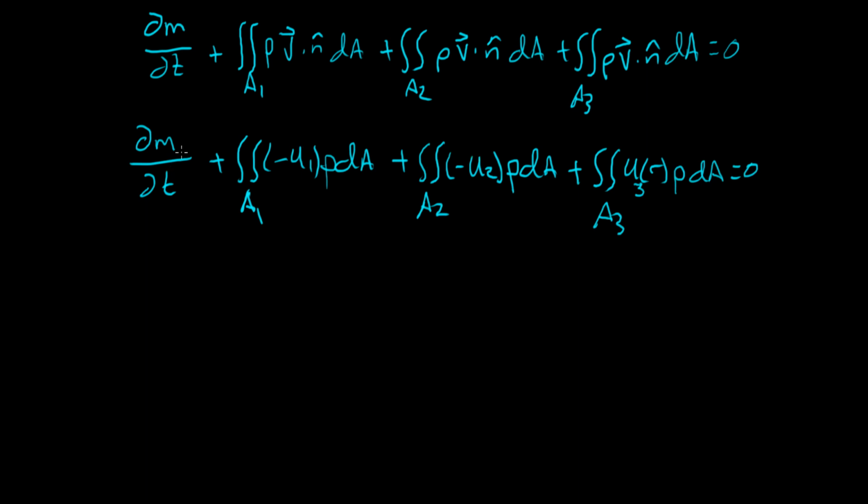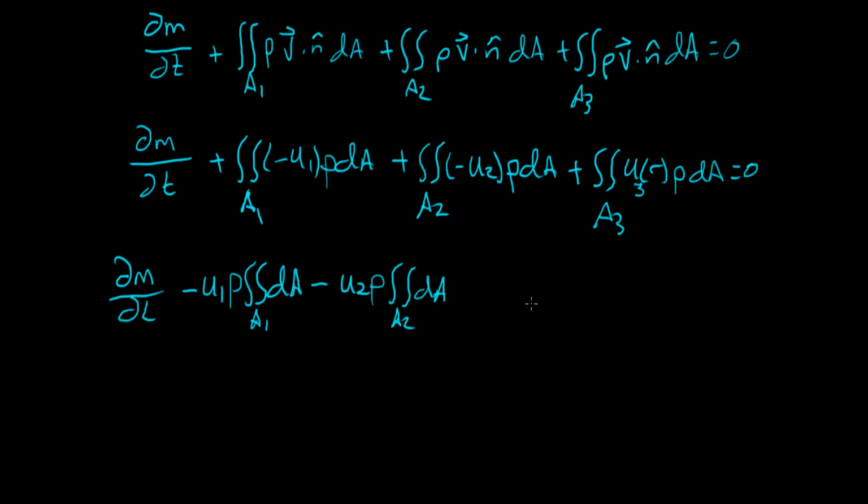We can pop the first 2 out because they're constants, so we get dm dt minus u1 rho integral over A1 dA plus, oops, it's going to be negative, so minus u2 rho integral over A2 dA plus, we can pull the rho out of the third one, but not the u3, integral over A3 u3 of r dA equals 0. And now we have a problem. This business here, we actually have to do a little bit more work on.